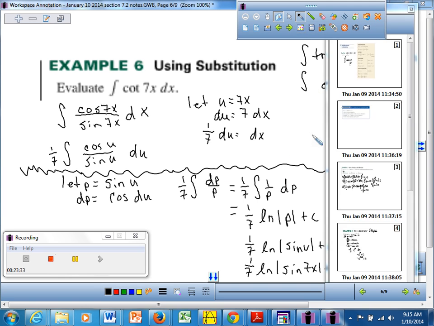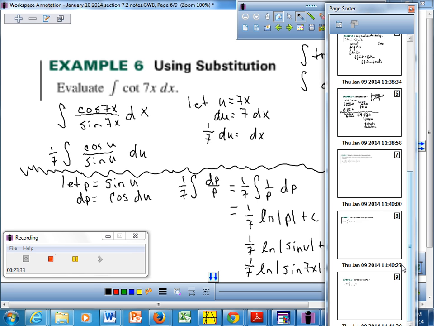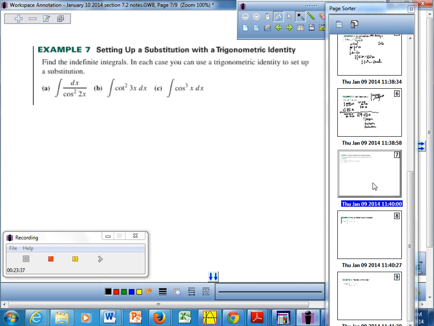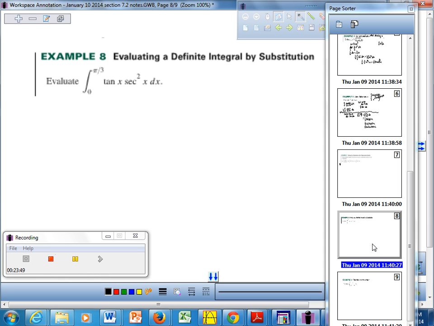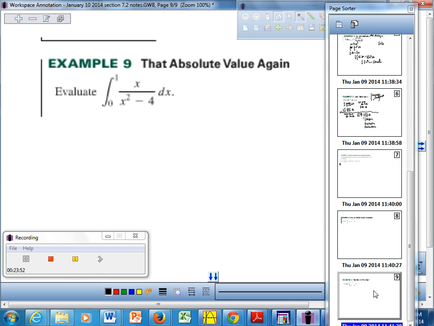All right. So, let's try one more. Although if this is in your book, you should take a look at it. Kind of a nice practice on trig. But I want to get to a definite integral if I can. There we go. We'll start with example 9.